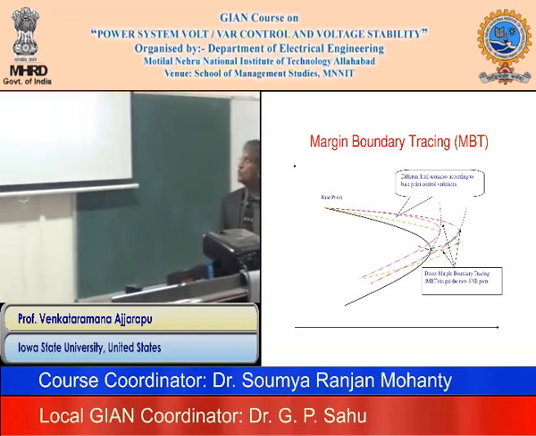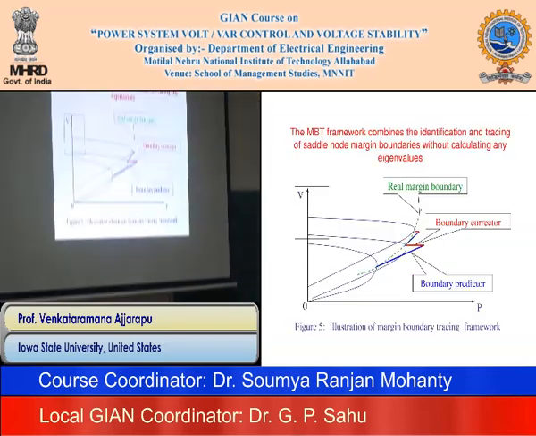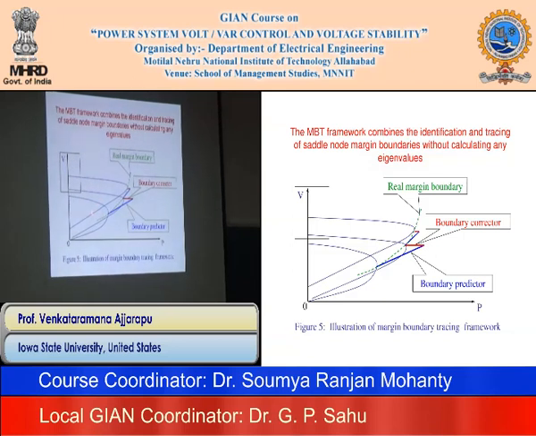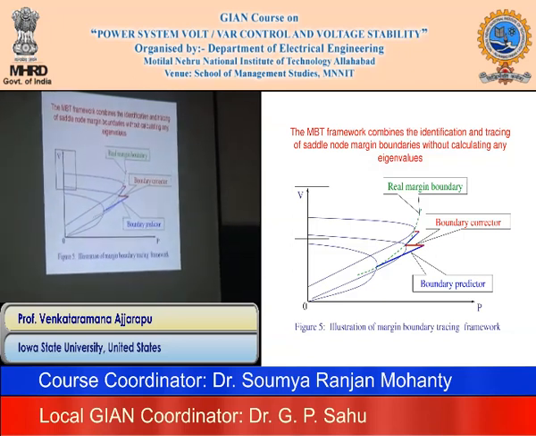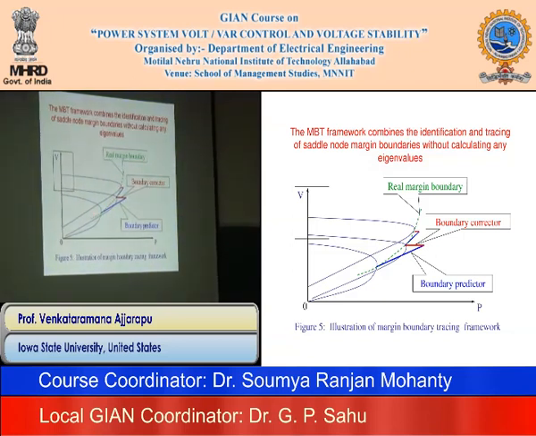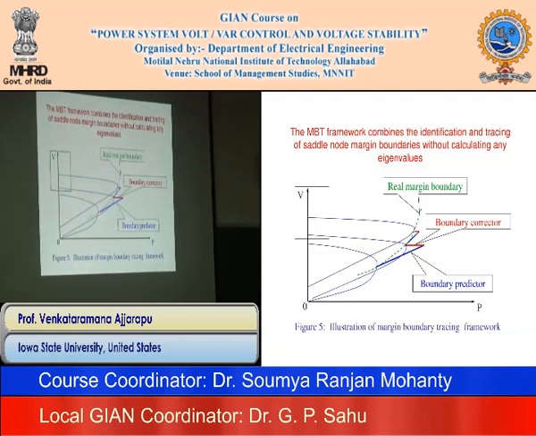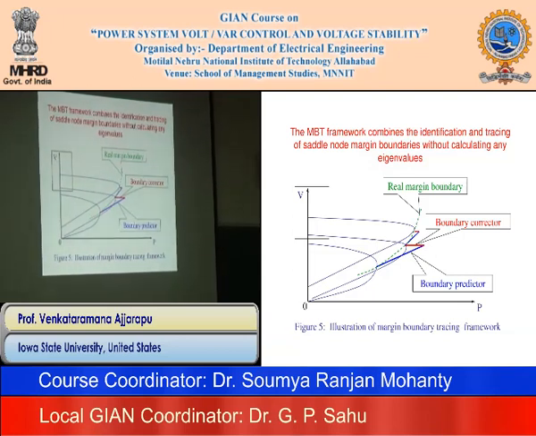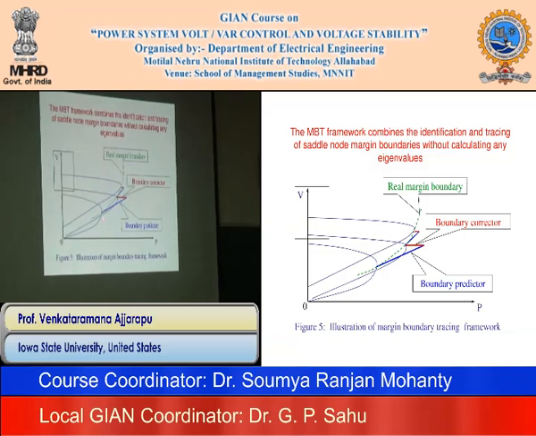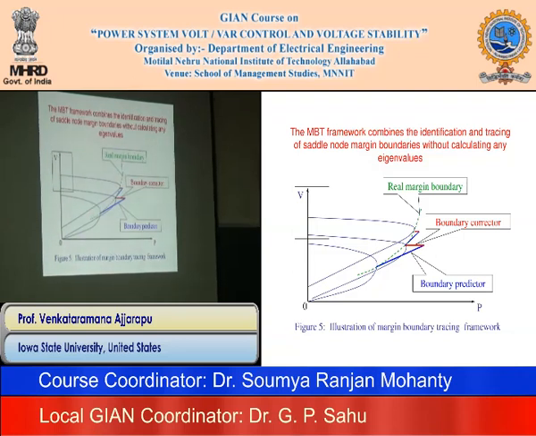So what we want to do is, if I join all these, this is the real margin boundary. Now I can take a tangent to that, and again you do predictor corrector on the margin boundary itself, because the margin boundary I can already get, because I am putting the condition of the singularity. So this becomes your PV curve, so supposed to be.